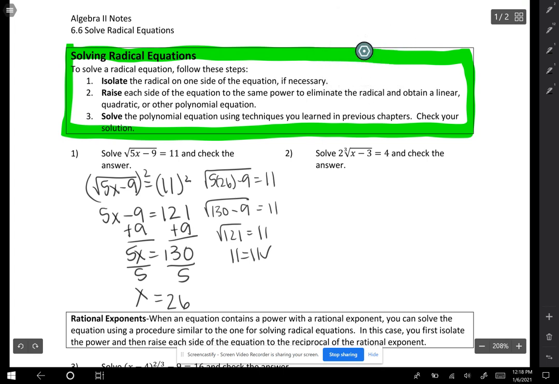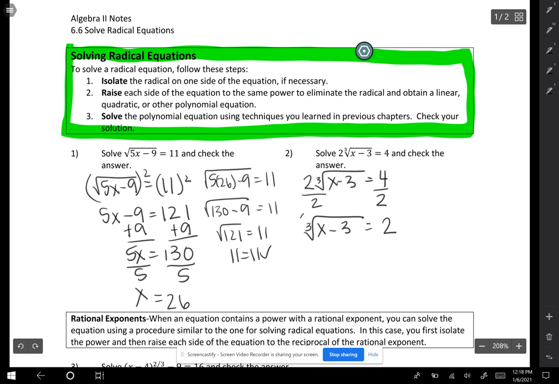Now for problem number 2, we have 2 times the cube root of x minus 3 equals 4. We're going to solve that and then check our answer again. I'll go ahead and write down that original problem. 2 times the cube root of x minus 3 equals 4. I need to get rid of the 2 first, so I'm going to divide both sides by 2. This gives me the cube root of x minus 3 equals 2.